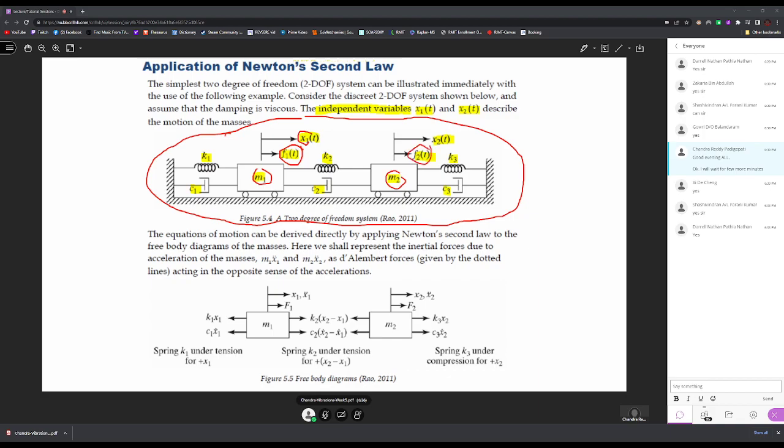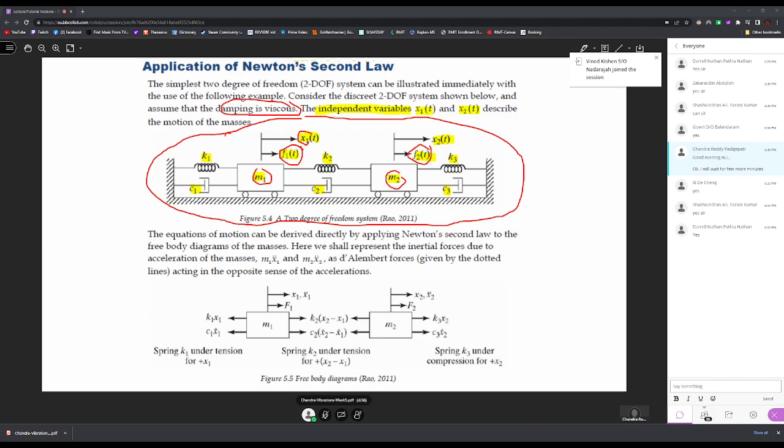You can see M1 and M2 are connected with three springs, K1, K2, K3. And also there are three dampers, C1, C2, C3. We only consider the viscous damping. That means we ignore the frictional effects acting on the system.